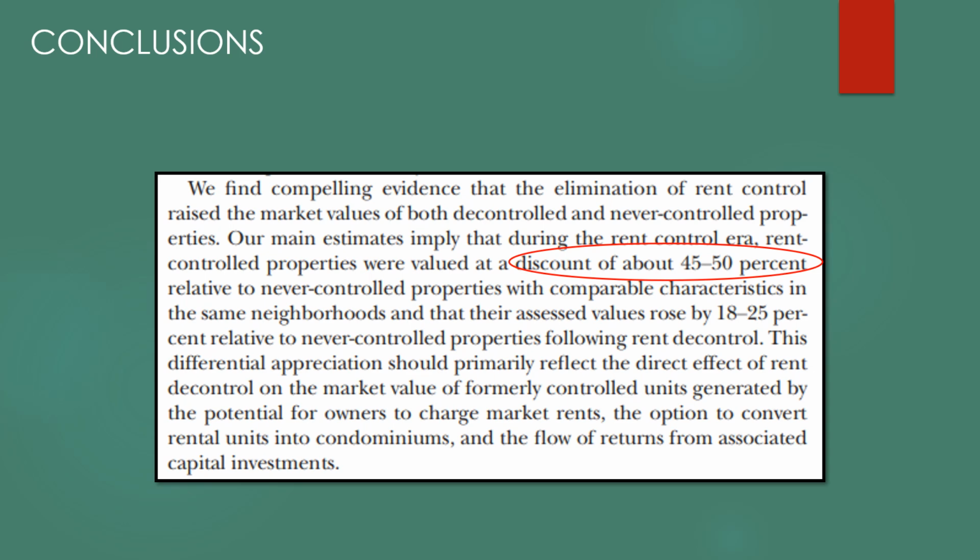So the main estimates imply that during the rent control era, rent controlled properties were valued at 45 to 50% lower relative to the properties that were never controlled by Cambridge. So after the rent control policy was removed in 1994, here's what happened. The building values went up, not only in the rent controlled areas, but also in the non-rent controlled areas. So even the areas outside of rent control were positively affected.